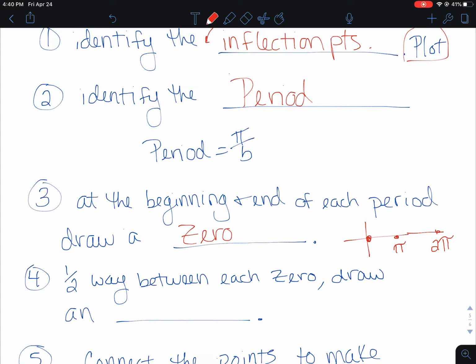Halfway between each 0, so between 0 and pi, we're going to draw in the asymptotes. And then we will be connecting our graphs from low to high through those inflection points. So I'll show you where that comes in a minute to get our tangent graphs. Okay?